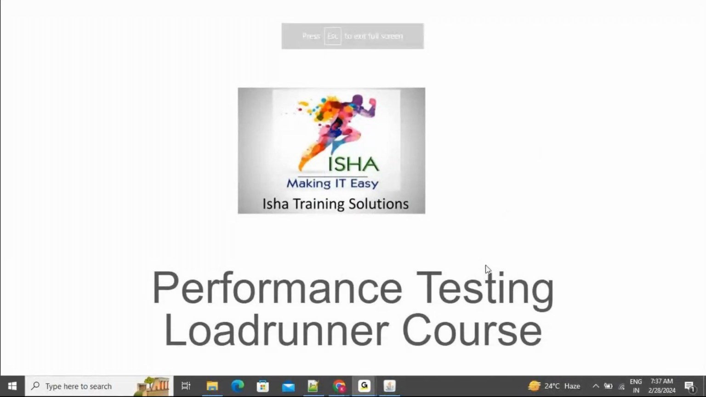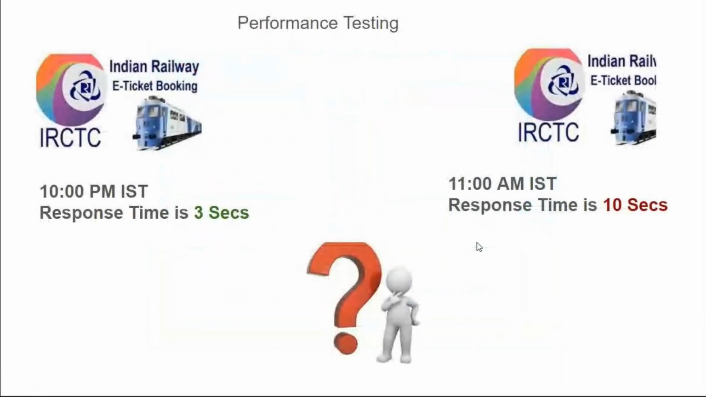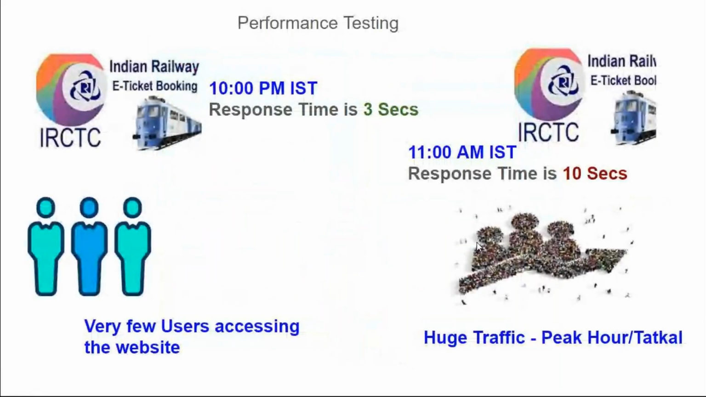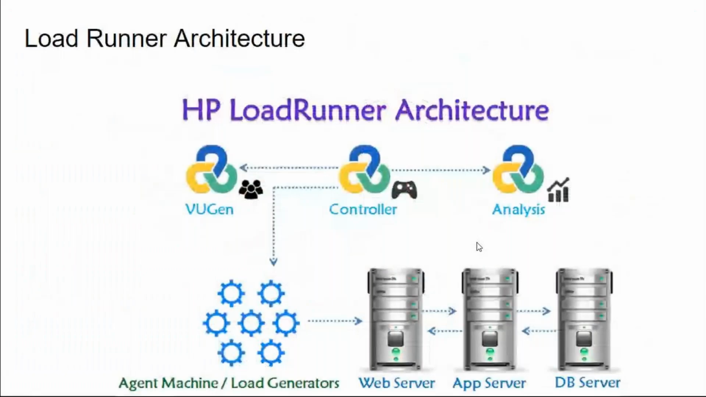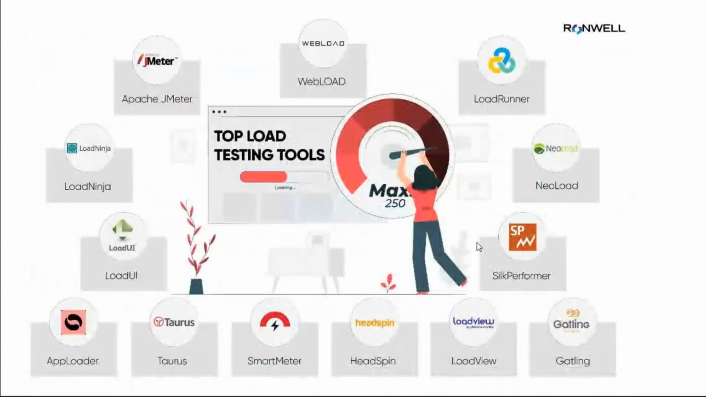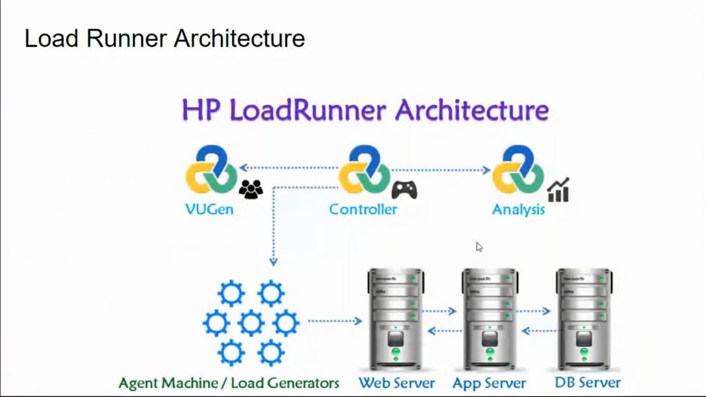Okay, so just a recap of what we learned yesterday. We saw the difference between functional testing and non-functional testing, and why performance testing is required, and what tools are available in the market for performance testing, and the difference between the JMeter and the LR tool, and the LoadRunner architecture, the VuGen, controller, analysis and load generator details.